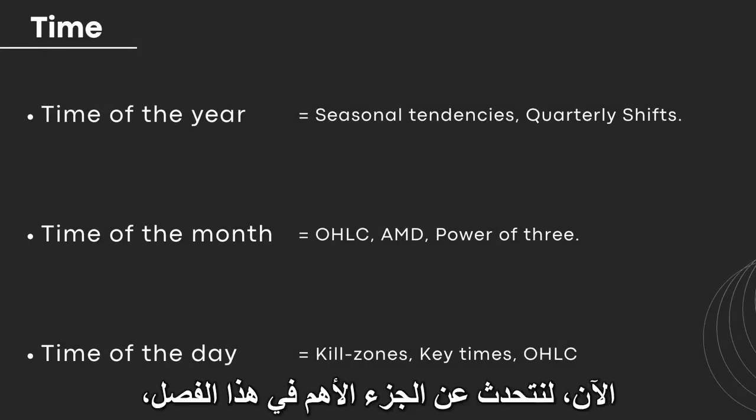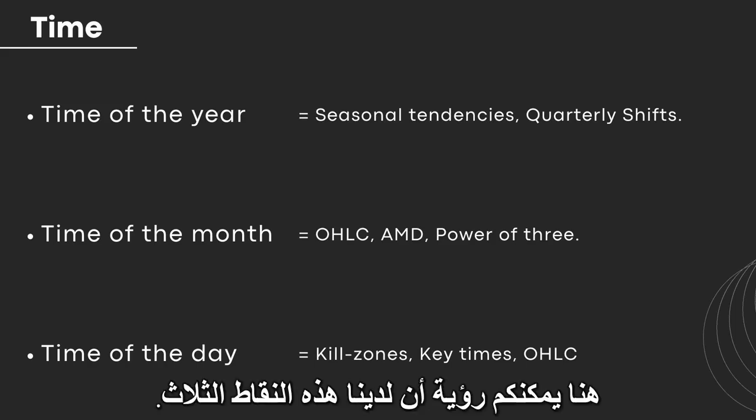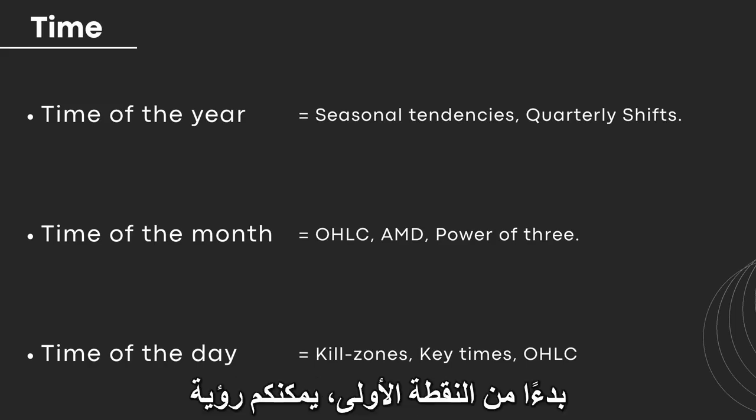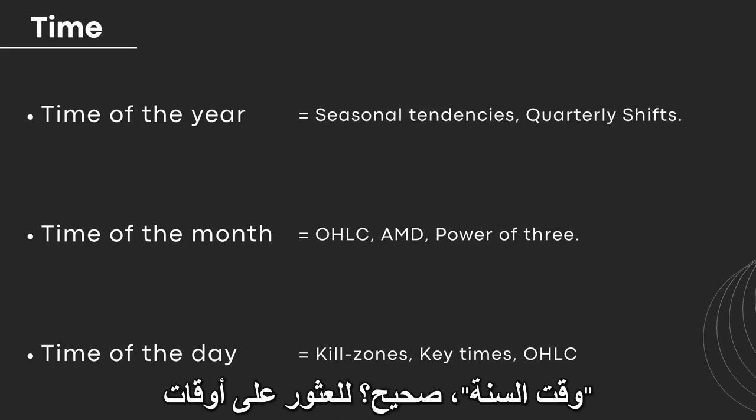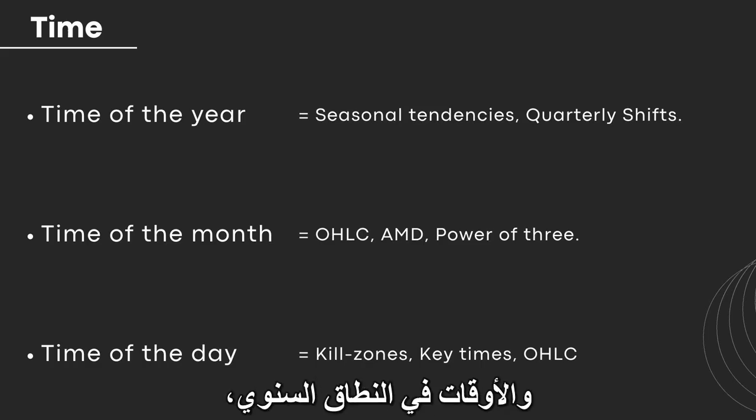Now let's talk about the most important part of this chapter, which is how to use each and every one of these concepts and at which time frames they are best used. So right here you can see that we've got these 3 bullet points, right? So starting from the first one, you can see time of the year, right? To find favorable times of the year and to filter out lower probability conditions and times on the yearly range, you can use concepts like quarterly theory.